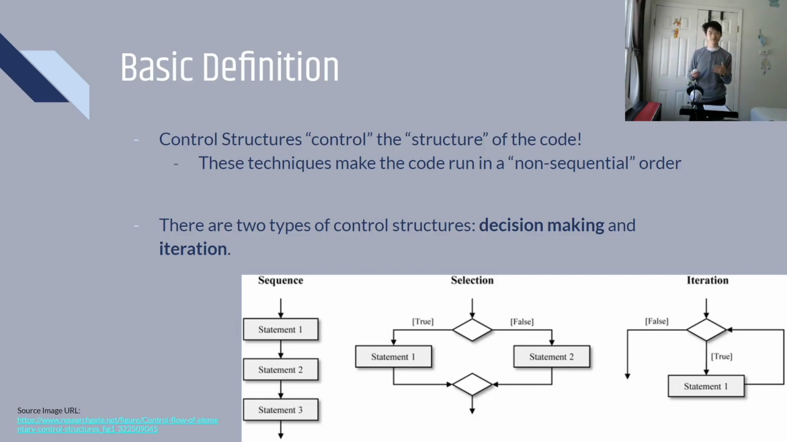So in the image below, you can see the sequence, which is the normal way that code executes. You can see selection, which is like an if-else statement. So if this is true, do this. And then you have iteration. So as long as this condition is true, keep iterating this section of code.